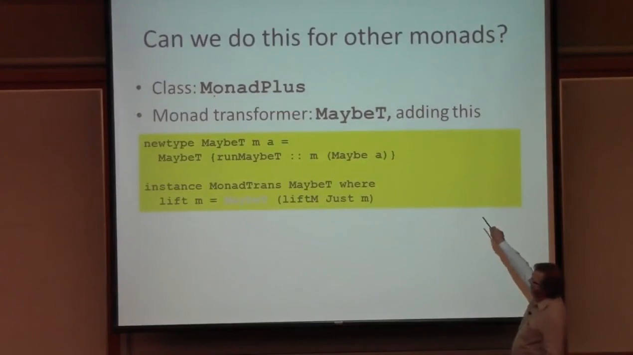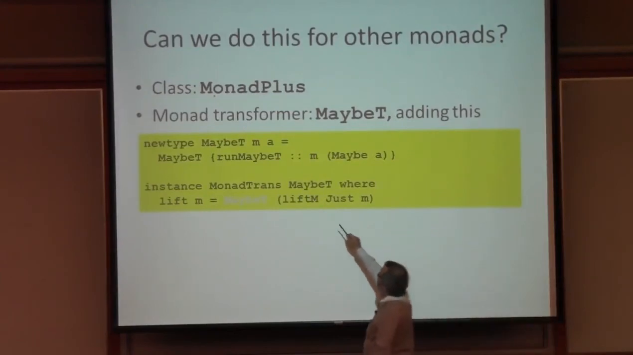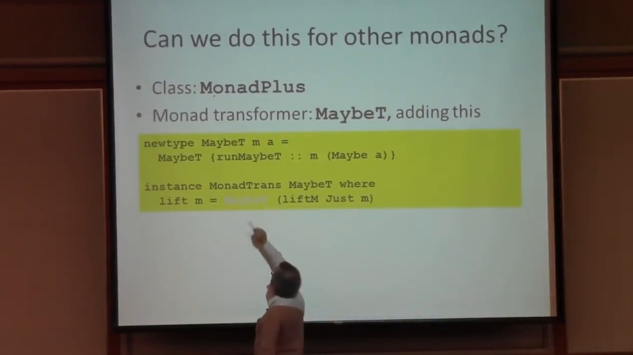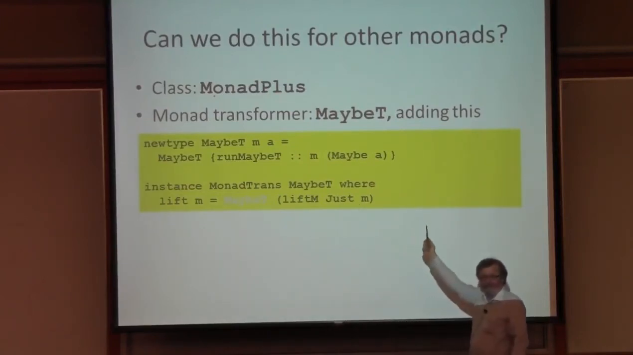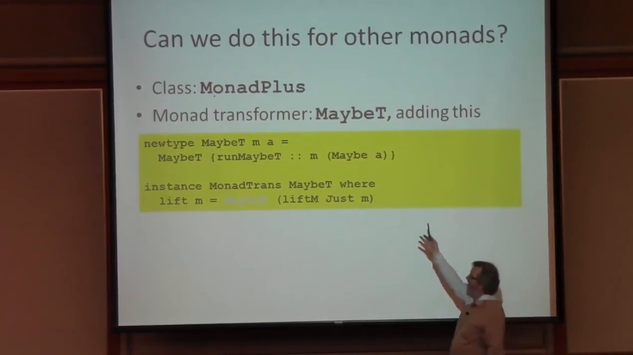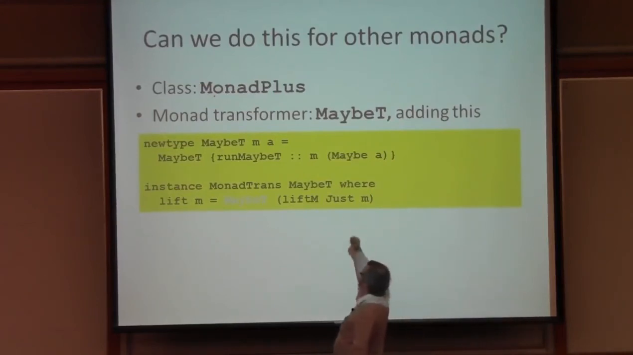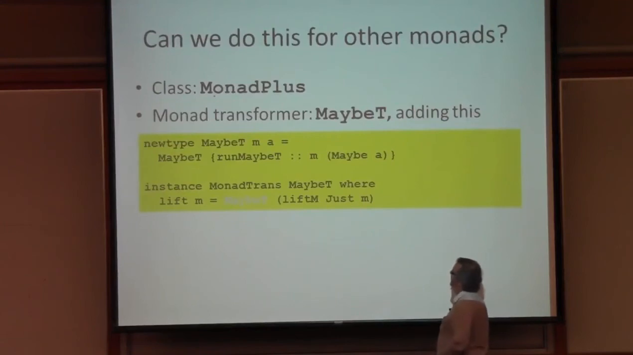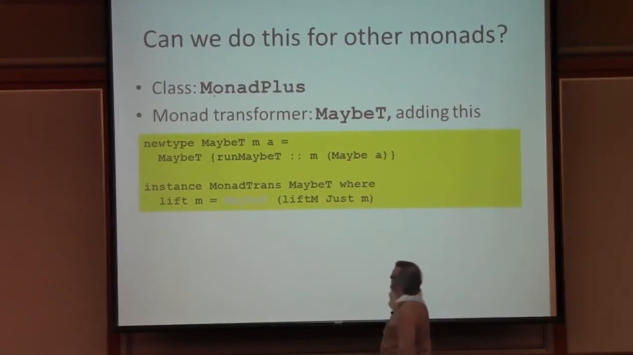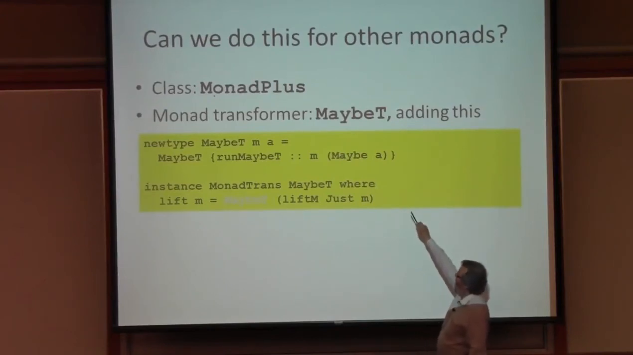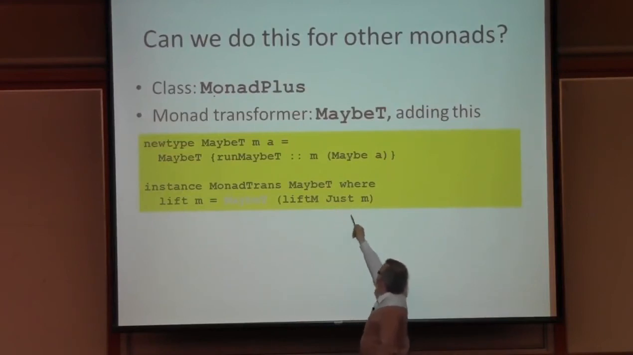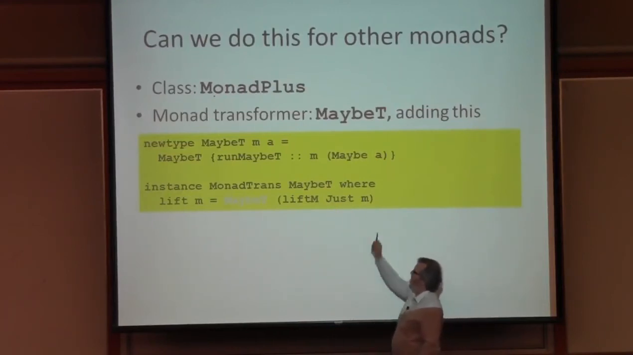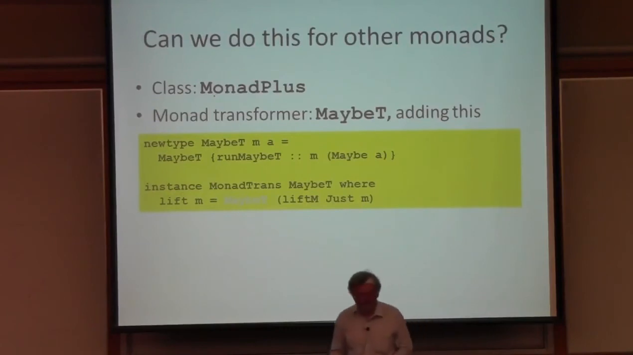Here's the maybe transformer. So to add the possibility for failure to a monad m, we just use the type m of maybe a instead. So now the idea is obvious. A failing computation will just return nothing at the end, while a successful one will return just x. And can we lift computations from m to this type? Well, yes, just by lifting the just constructor and applying it to the result. So this is a monad transformer.